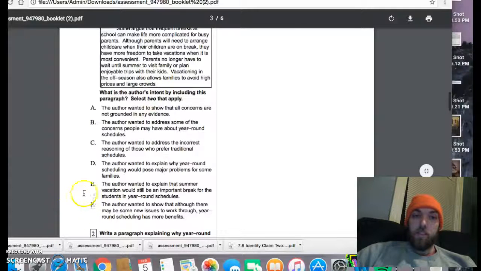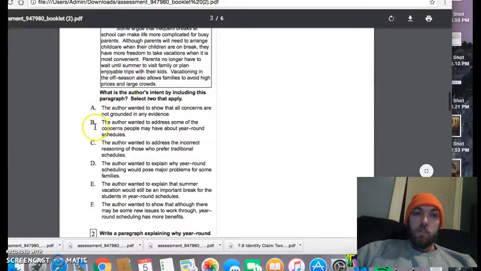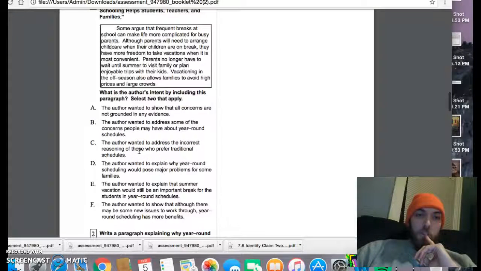I think F is the best answer, but I need to select two. So remember before I said B and C also sound like two good options. So I know F for sure I'm selecting, and now I need to decide between these two. So the author wanted to address some of the concerns people may have about year-round schedules. Okay. The author wanted to address the incorrect reasoning of those who prefer traditional schooling. Some of the concerns people have.